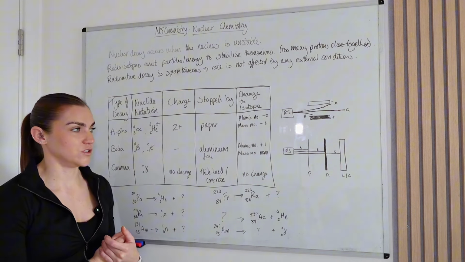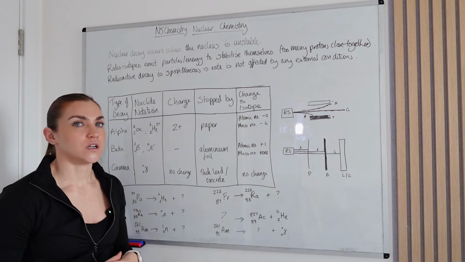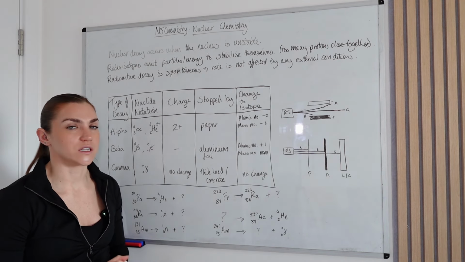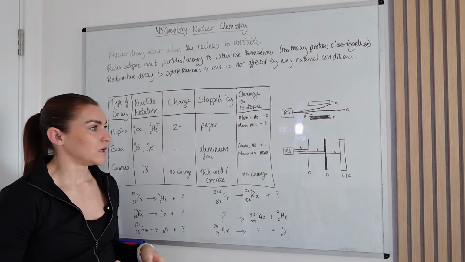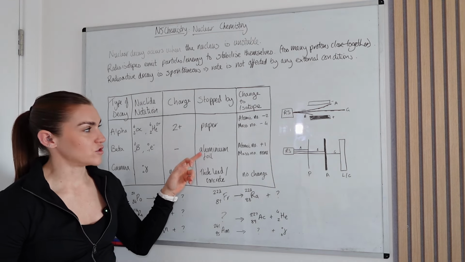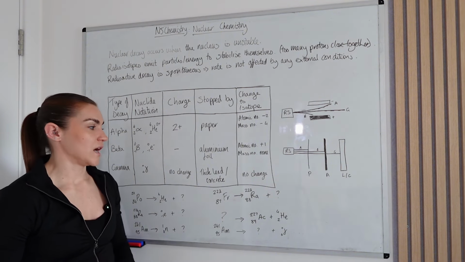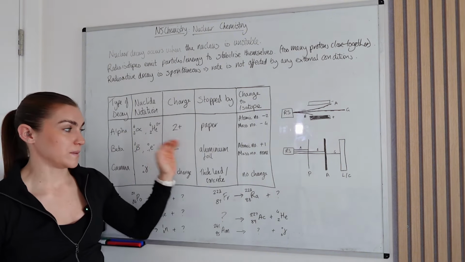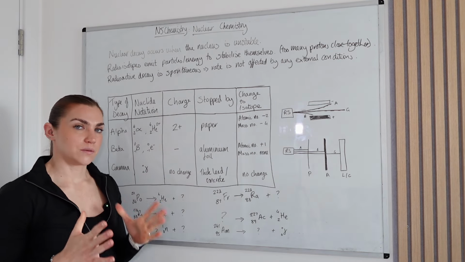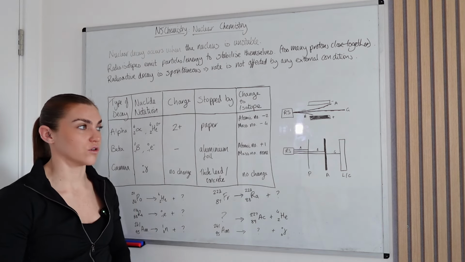So it can be stopped by a thin sheet of paper, or in the medical context it could be stopped by your skin. So alpha radiation cannot penetrate your skin either, if you think of your skin as being like a sheet of paper. The beta radiation can be stopped by aluminium foil, so it can penetrate paper, but it can't go through a piece of aluminium foil. And then gamma can penetrate both paper and aluminium foil, but it only gets stopped by either a thick sheet of lead or a really thick piece of concrete.